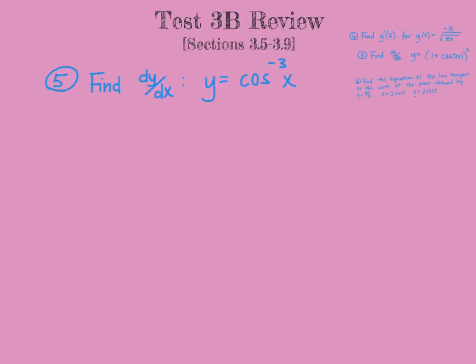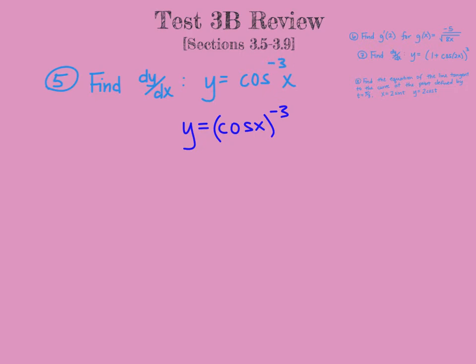Problem number 5 is having us use the chain rule because our inside function is cosine of x and our outside function is like u to the negative third. So we can rewrite this as y equals cosine of x to the negative third. I haven't done any calculus yet. So it's a totally acceptable way to rewrite it. Again, we can do that for any trig function that's raised to a power.